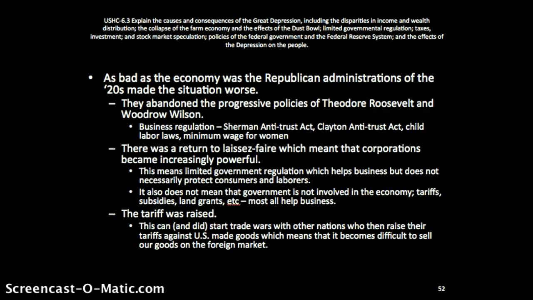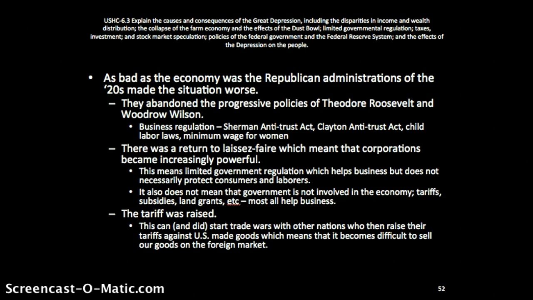As bad as the economy was, the Republican administrations in the 1920s ended up making the situation worse. They abandoned a lot of the progressive policies of Theodore Roosevelt. They stopped regulating businesses. There's a return to laissez-faire, which meant that corporations became increasingly powerful. Since there was limited government regulation, businesses did not really protect consumers and laborers.